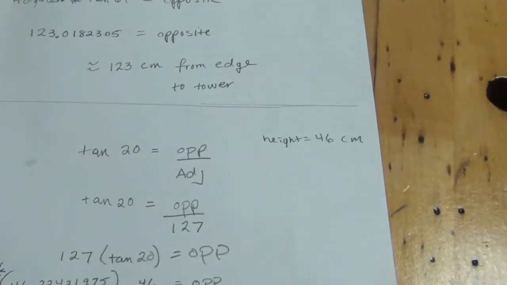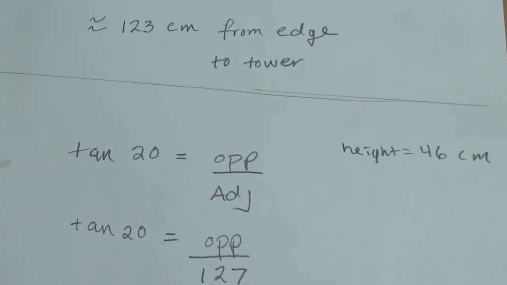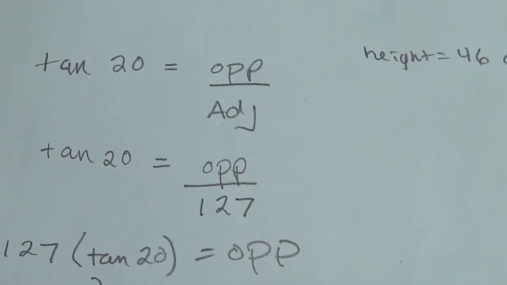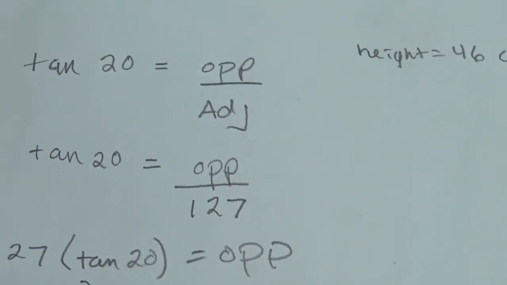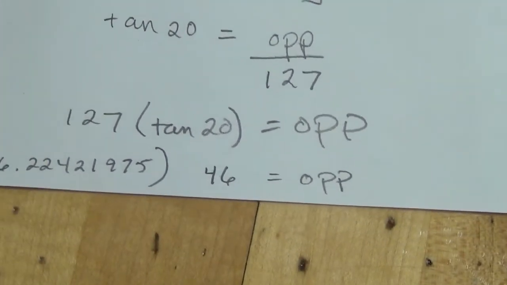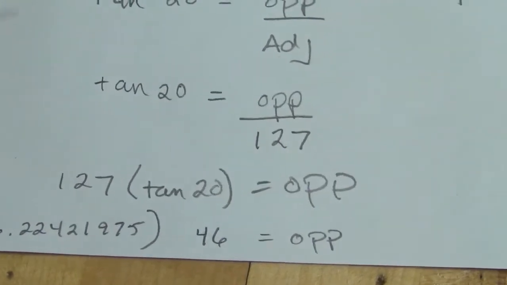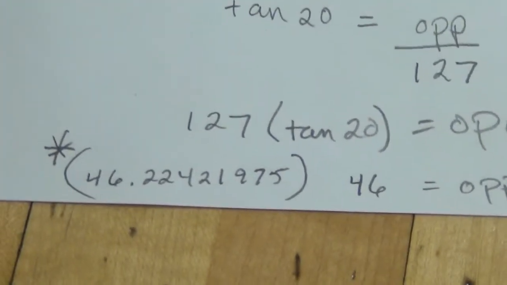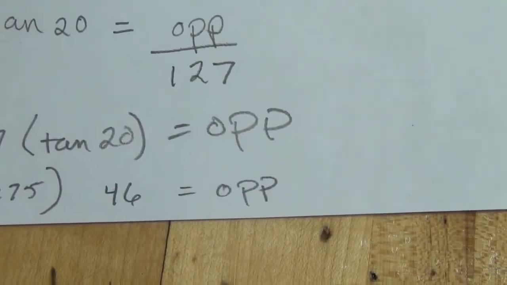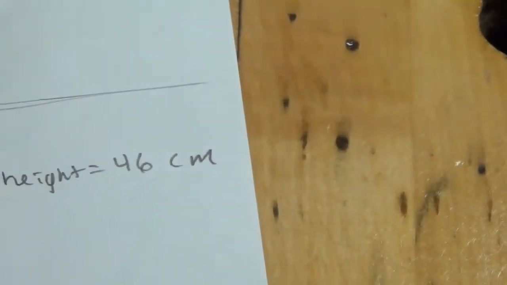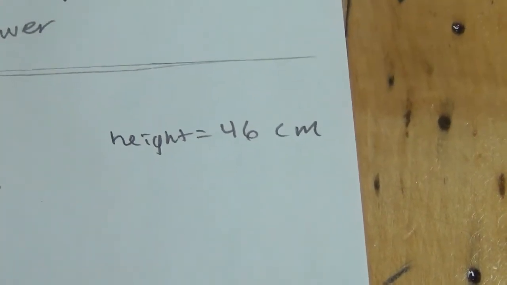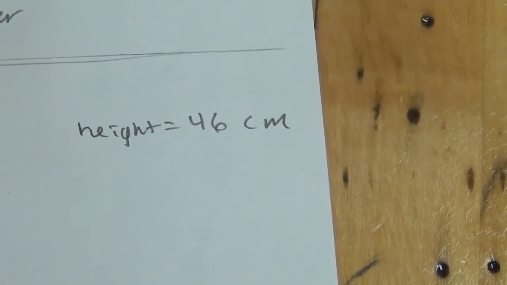All right, here we go. So I had tangent 20 equals opposite over adjacent. Tangent 20 equals opposite over 127. It was 123 plus 4, 127. Then 127 times tangent of 20 came out to 46.224... So we said 46 centimeters equals opposite, which is the height. So the height, our calculation of the height based on this indirect measurement system, is 46 centimeters. Okay? Good.